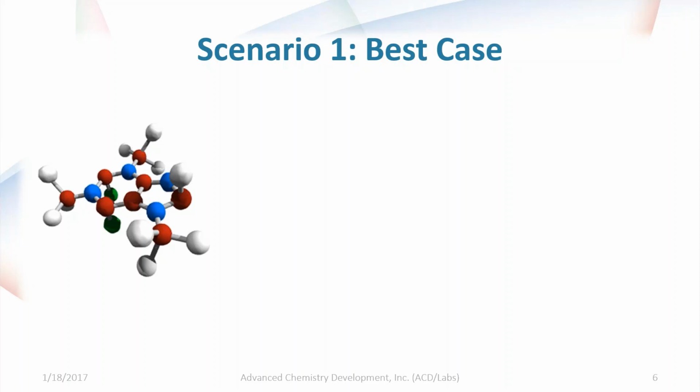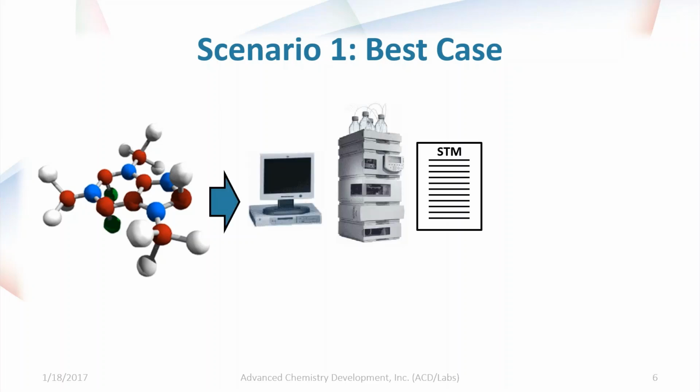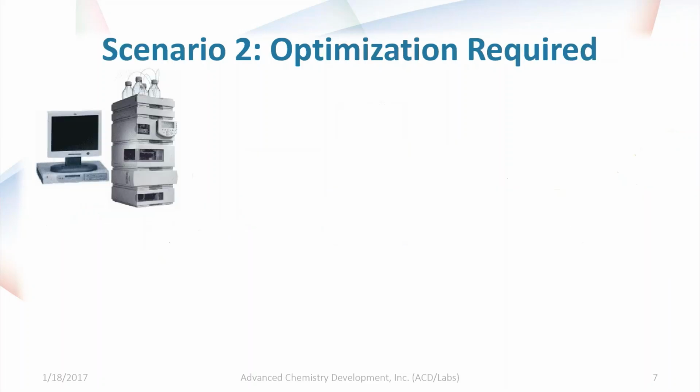So scenario one, which would be the best case scenario, is you are given a molecule and you're told that you need to separate it. So you go over to HPLC, you look at your standard methods, whether it's in a binder or stored on an archive somewhere on a computer, and you say, hey, I've actually got a standard method already for this class of compounds, or maybe this compound directly. So I put it on my HPLC, I do the run, and I'm happy and I get the results.